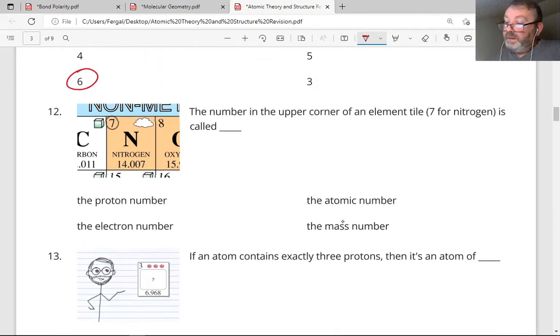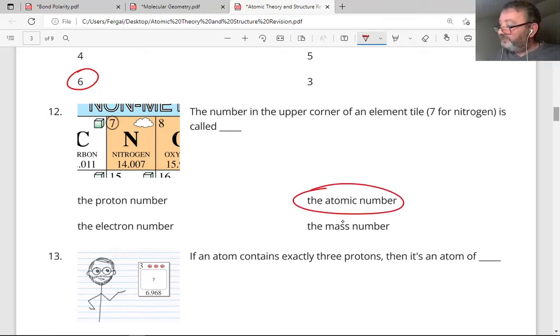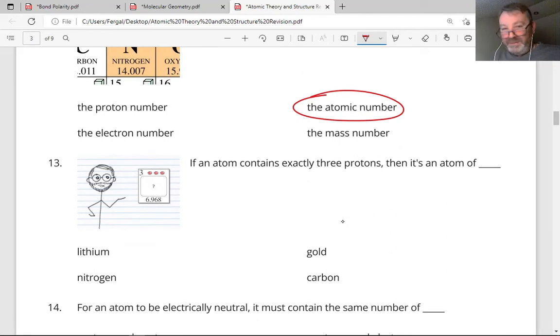Number 12. The number in the upper corner of the element tile, 7 for nitrogen, is called, well, we've got 2 numbers. The smaller one is the atomic number that tells you who you are, because that's the number of protons that you have in the nucleus. And the larger one is how heavy your nucleus is. It's the combined mass of protons and neutrons. But the top one is nothing more than not the proton numbers. It's not wrong, but it's not what it's called. It is the number of protons. It represents the number of protons, but it's given a title. It's the atomic number. Number 13, like my beard.